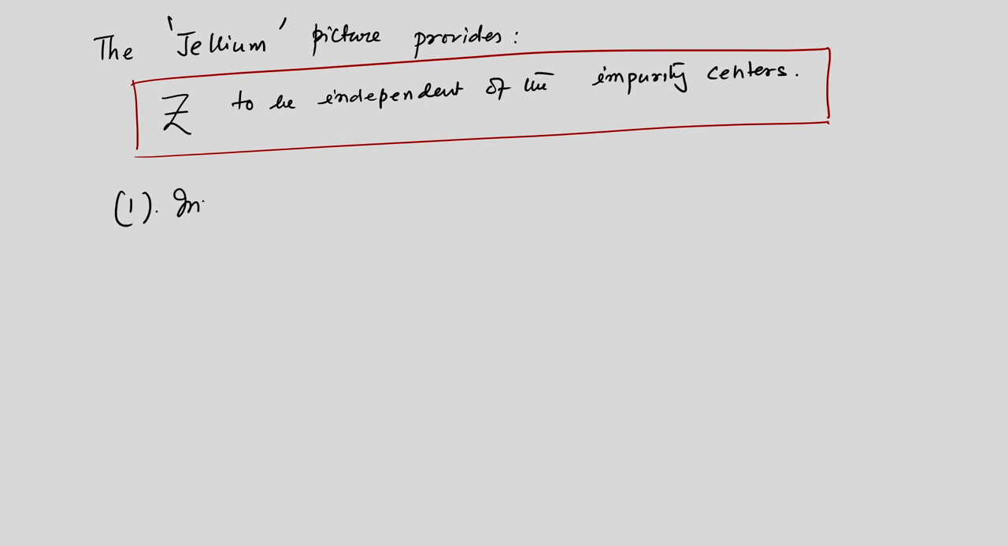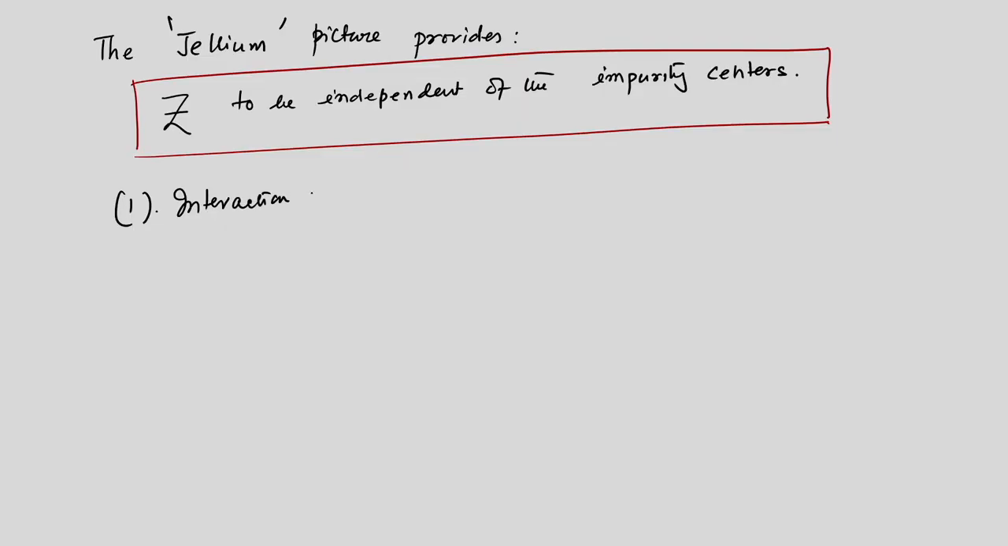One is the interaction in this jellium picture. It's like a plum pudding kind of model in which the impurities are like plums put in the pudding, and the effect of the plums is screened by the charges that constitute the pudding. So overall, the system maintains a charge neutrality. So there's an interaction energy between the impurity and the constant background charge.